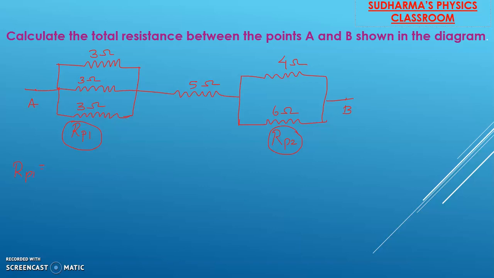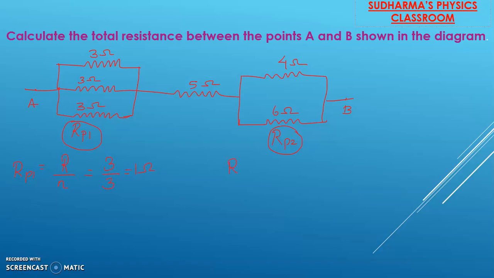Now for the first one, for RP1, I am not going to do 1 by 3 plus 1 by 3 plus 1 by 3. I am going to apply the shortcut formula we have discussed. If equal resistors are connected in parallel, then effective resistance is going to be R divided by N. How many of you remember this formula? R divided by N. R is 3. How many 3 ohms are there? 3 ohms are there. So the total resistance is 1 ohm.